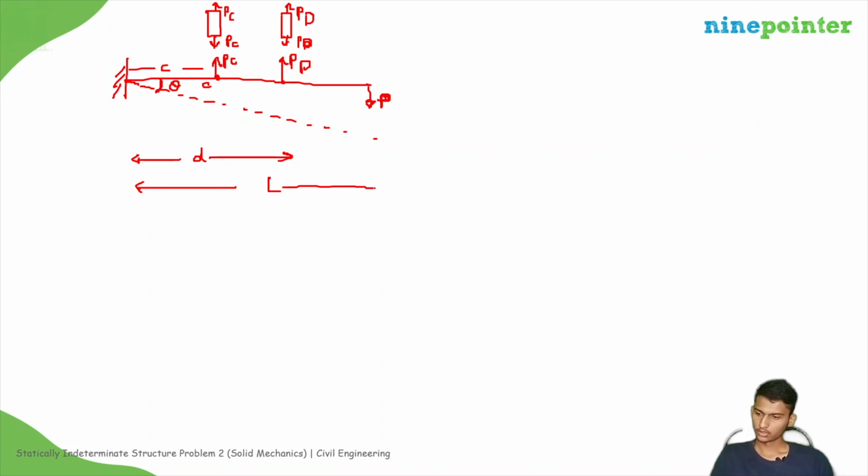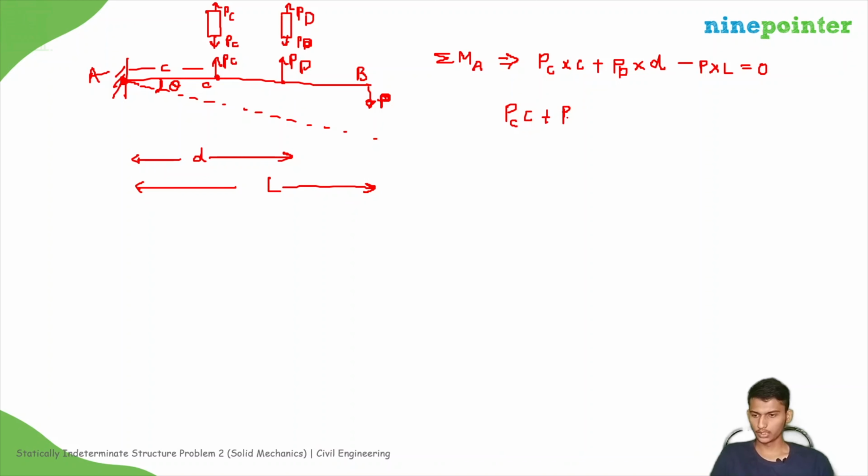The whole length is L. Now we can apply the moment equilibrium equation at point A. Sigma MA equals PC into c plus PD into d minus P into L equals 0. This is the moment equilibrium equation. So PC c plus PD d equals PL. This is one equilibrium equation.